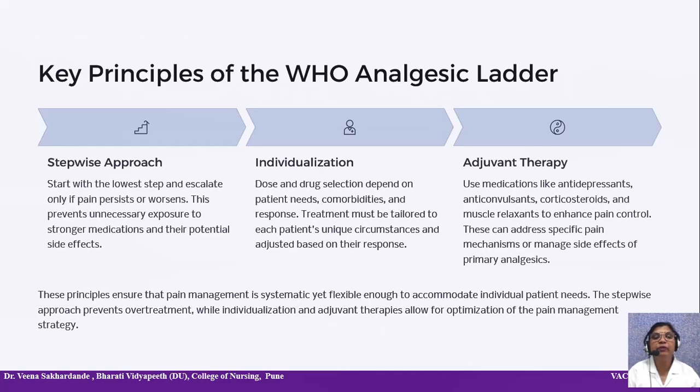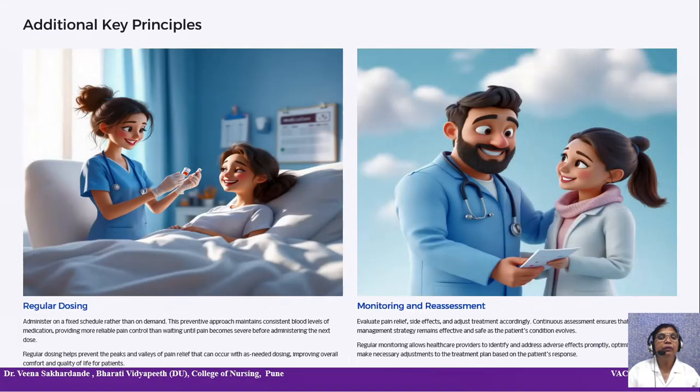So these are the key principles of the WHO analgesic ladder. Additionally there are key factors: regular dosing, and monitoring and reassessment. Why is this important? Regular dosing means without assessing the pain level, we cannot give any type of medication or opioids. So we regulate the dose. When pain is less, we advise a lower dose. When pain is more severe, we advise a higher dose. Monitoring and reassessment is very important. Without monitoring and assessing the pain, we cannot give any type of medicine. We have to evaluate the pain level and only then administer the medications.